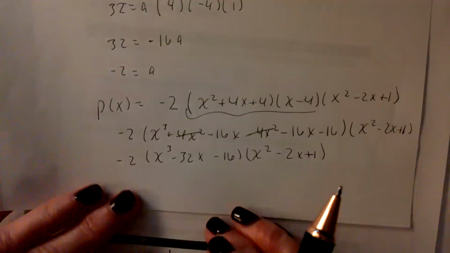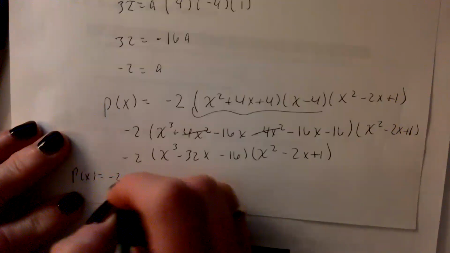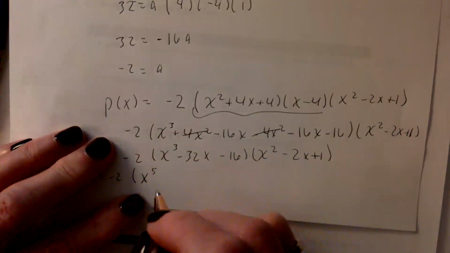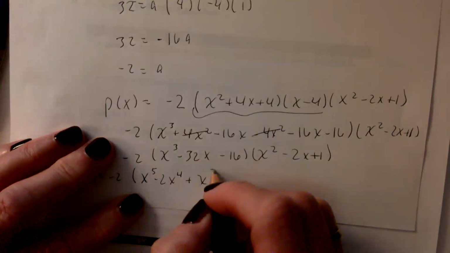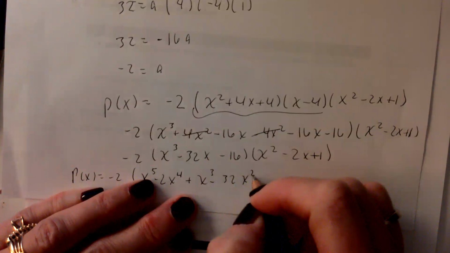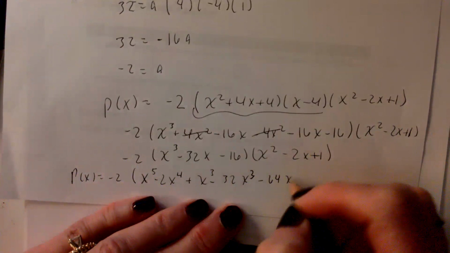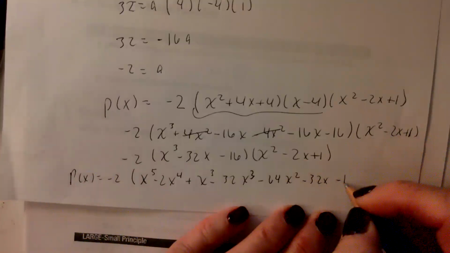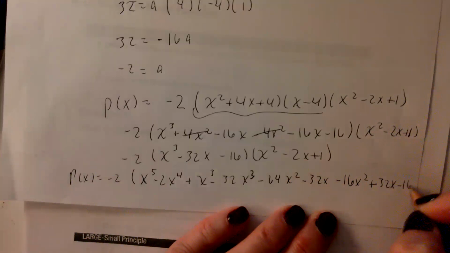So this is going to be 9 products because we've got 3 terms times 3 terms. So we have P of x equals -2 times x to the 5th minus 2x to the 4th plus x to the 3rd minus 32x cubed minus 64x squared minus 32x minus 16x squared plus 32x minus 16.